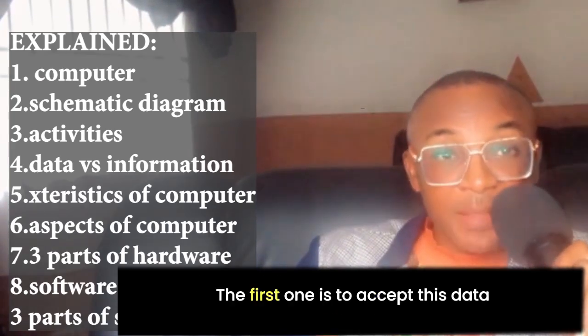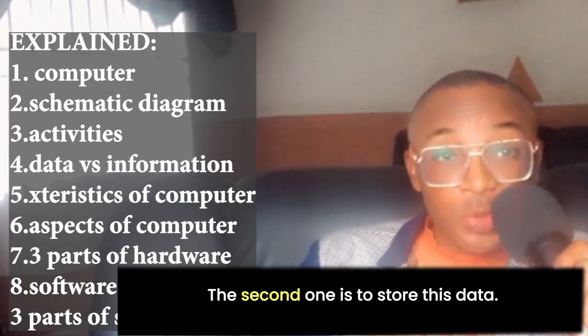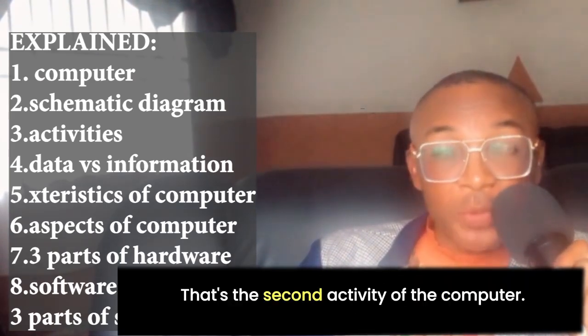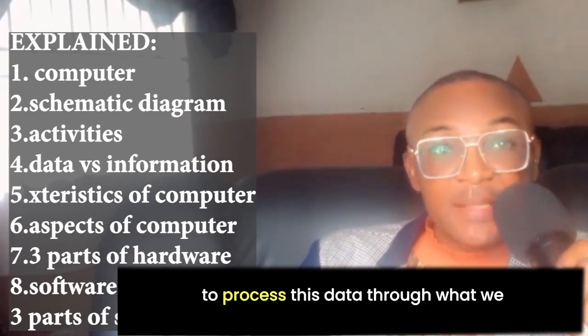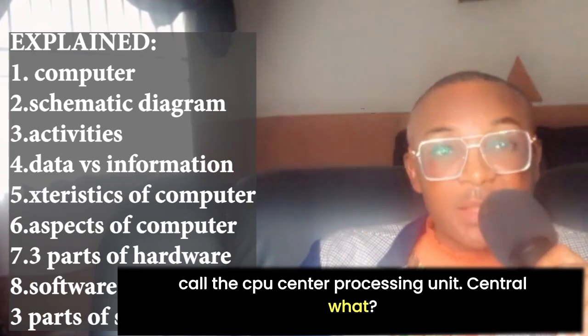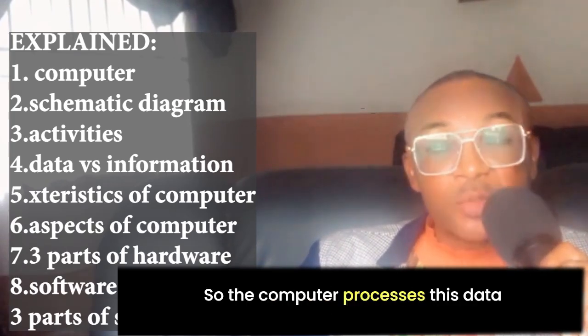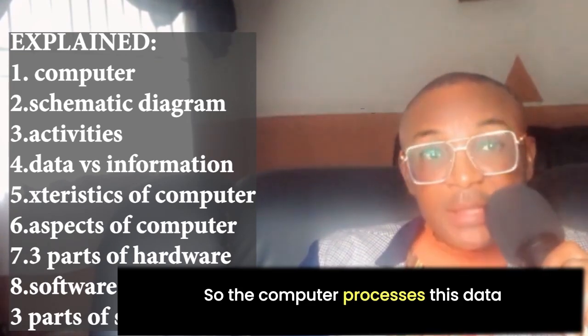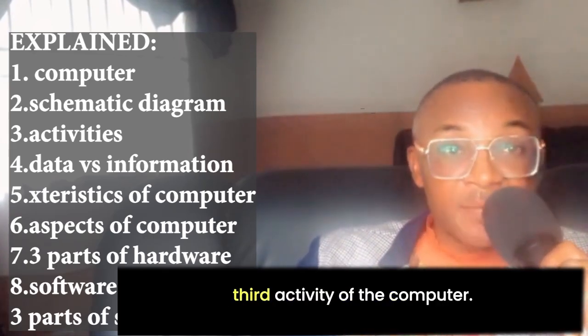The first one is to accept this data through the input device like keyboard and scanner. The second one is to store this data. That's the second activity of the computer. The third activity of the computer is to process this data through what we call the CPU, Central Processing Unit. So the computer processes this data through the CPU. That's the third activity of the computer.